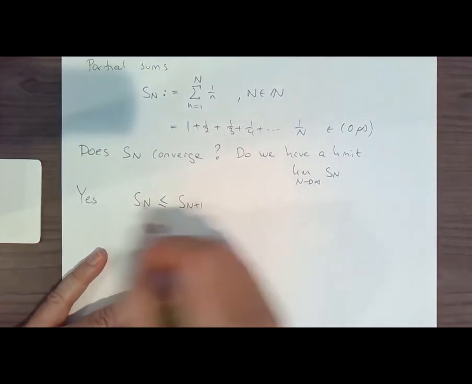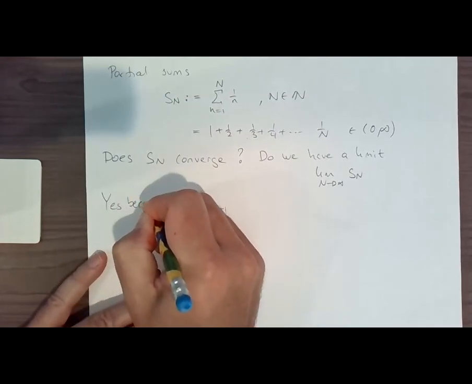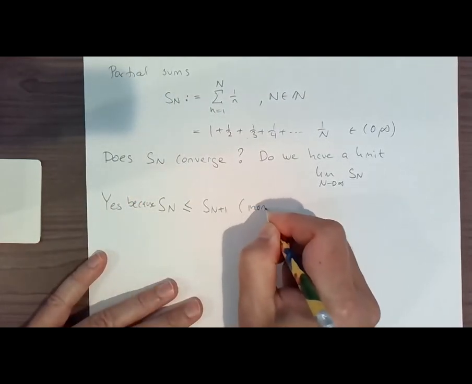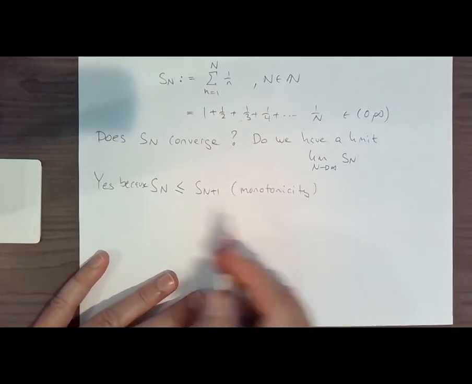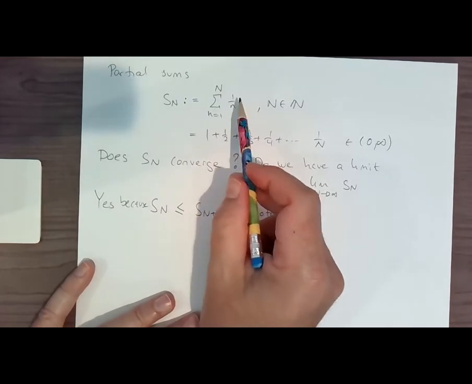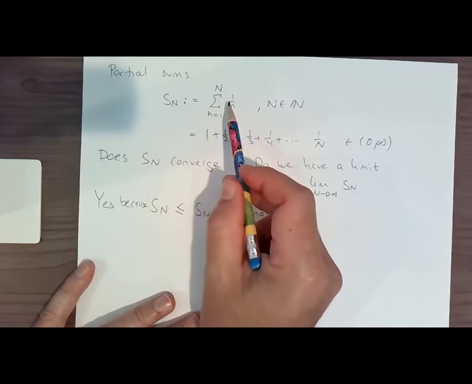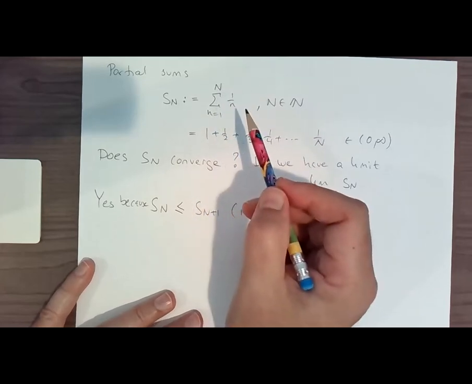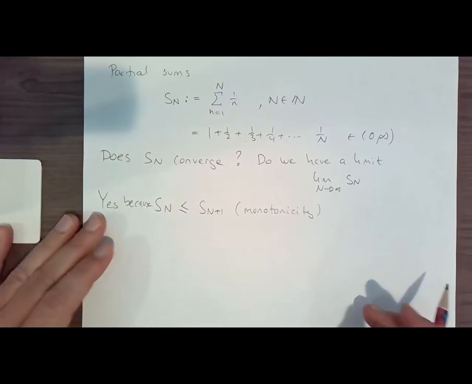So that inequality holds because we have monotonicity. Each element inside the sum is positive, so this partial sum is increasing. And so we have a monotone sequence, and a monotone sequence has a limit.